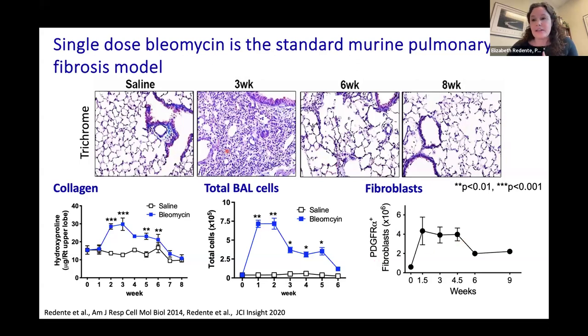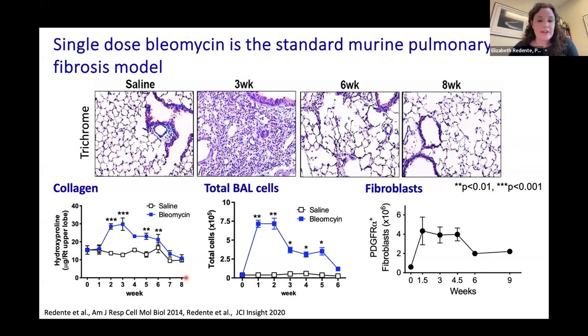And while this is a really nice fibrotic response, the key challenge to this model and why it has been criticized in the past is that animals or mice undergo a pretty rapid and spontaneous resolution. So depending upon the dose of bleomycin that you've used or the strain of mice, this time course can look a little bit different. But in general, by about 6 weeks, the lungs are beginning to resolve. Fibrosis is repairing and going away. And by about 8 weeks in our hands, the lungs have returned to near normal structure and function.